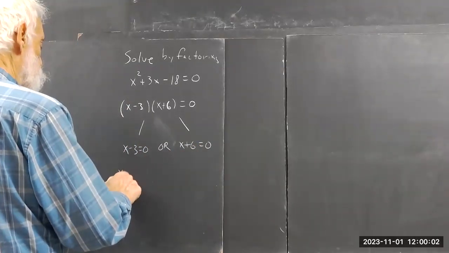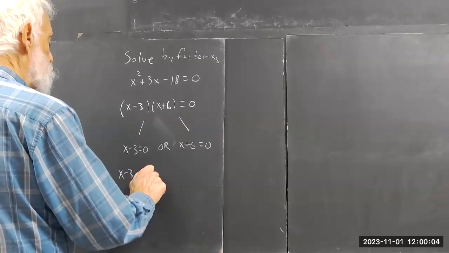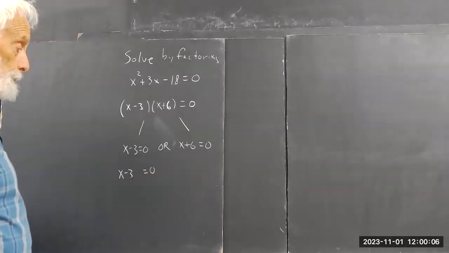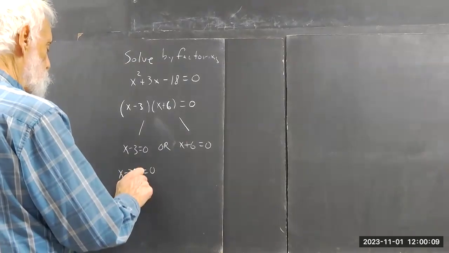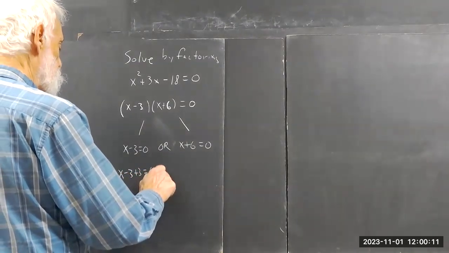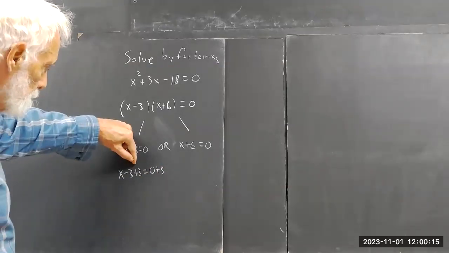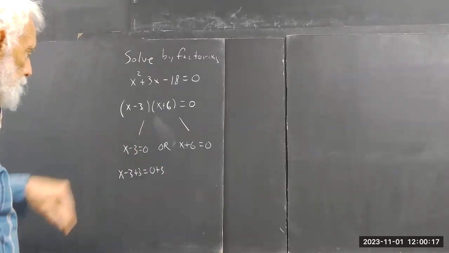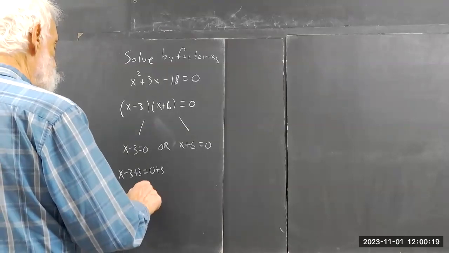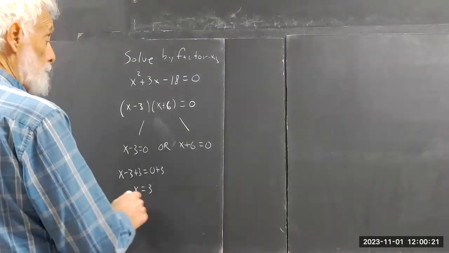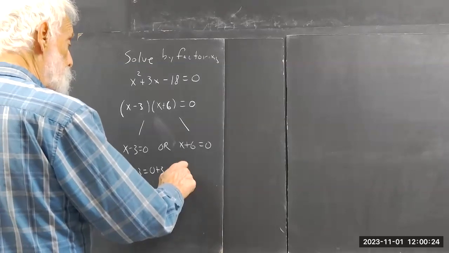X minus 3 equals 0. We write x minus 3 equals 0. And then we write plus 3 here and plus 3 here. Now, why would we do that? It's because minus 3 plus 3 is 0. So this side is just going to give us x. And this side is going to give us 3. Right there is one of our solutions.